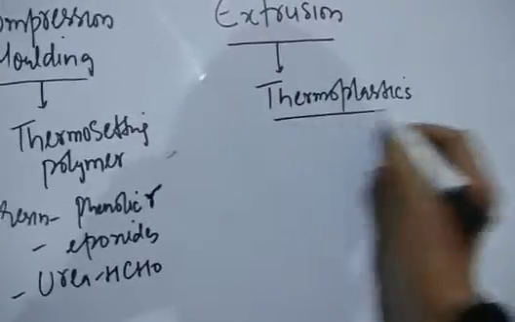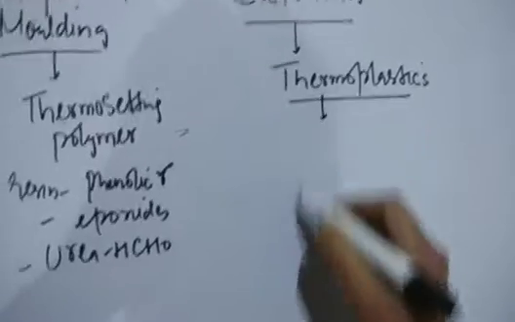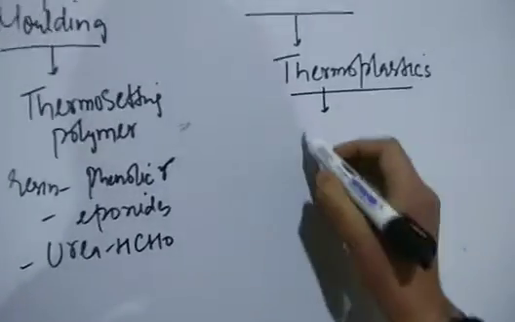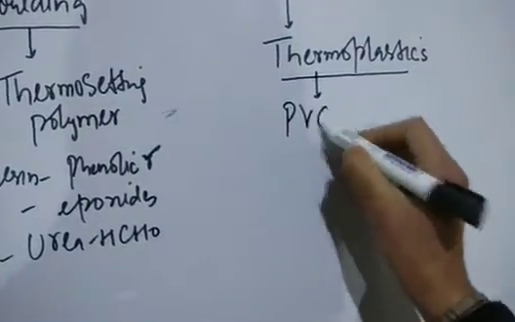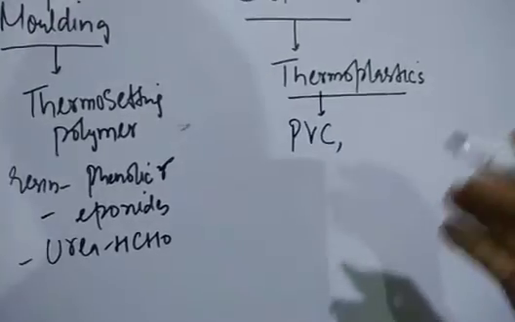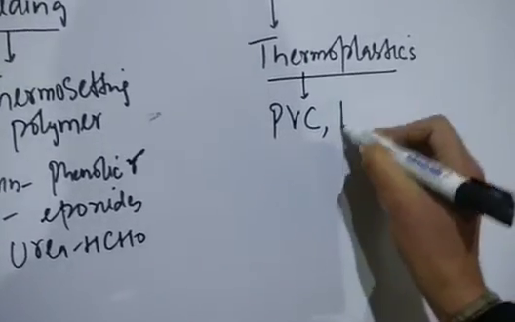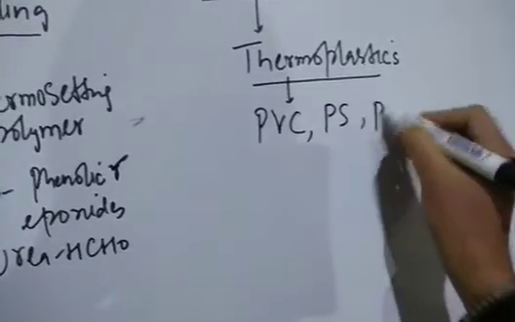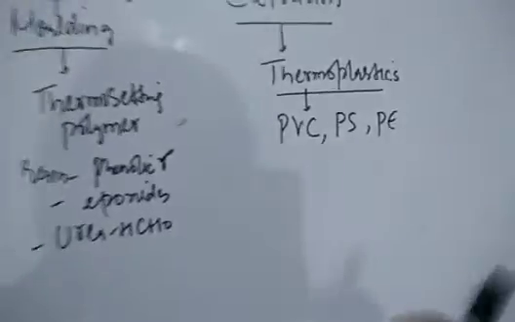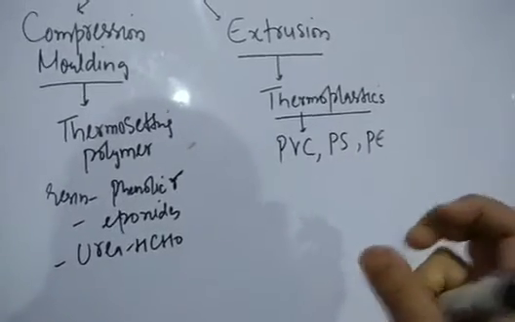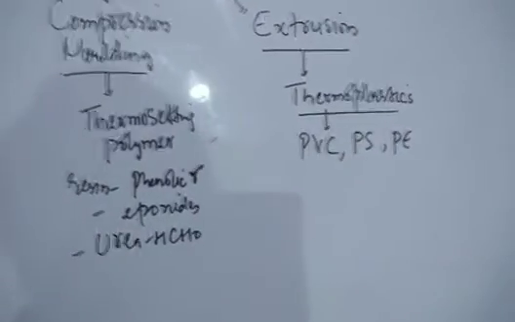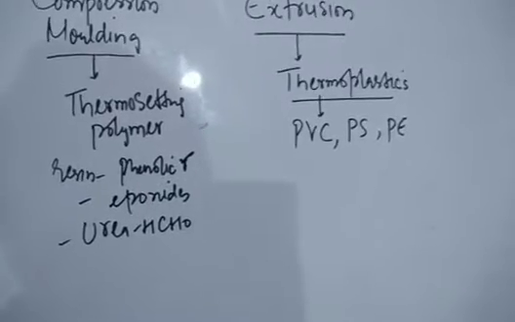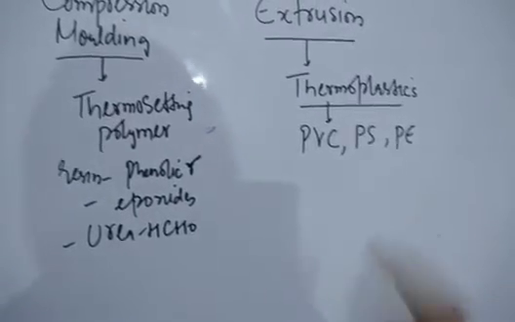Likewise, in the extrusion method, examples of thermoplastics are polyvinyl chloride, polystyrene or polyethylene. These are some of the examples of thermoplastics which are usually processed through the extrusion method. Now, before we go to the basics of both these methodologies, I want to compare one more point.